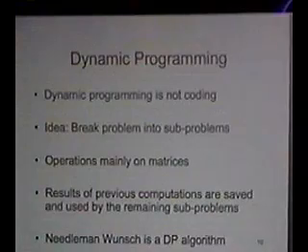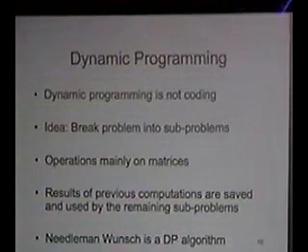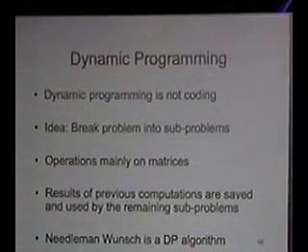Dynamic programming is a common concept in computer science. It's not coding per se. It's just a terminology used to solve problems by using matrices. The idea is to break the problem up into subproblems. You have a matrix, you perform a computation on each cell in the matrix, and as the algorithm progresses, it uses information previously gained in the other cells to progress until the end of the process. So the results of the previous computations are saved and used by the remaining subproblems. Needleman-Wunsch is a dynamic programming algorithm, as are most of the sequence alignment algorithms out there.